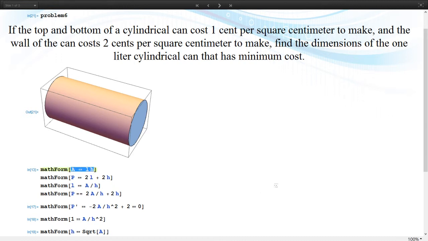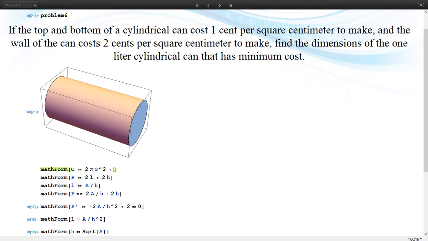So, we'll write up a cost equation. So the cost is equal to, well, the area of the top and bottom are going to be 2 pi r squared, because each circle is going to be pi r squared, and there are 2 of them. But then we have to remember that it costs 1 cent for the top and the bottom. So we're going to multiply this by 1 cent. I'm going to leave this in cents. We can convert into dollars later if we choose to.